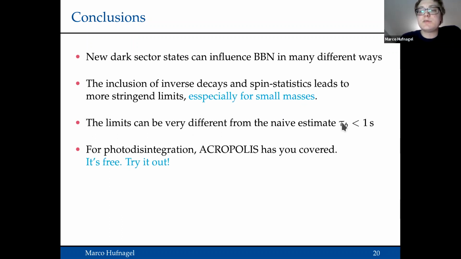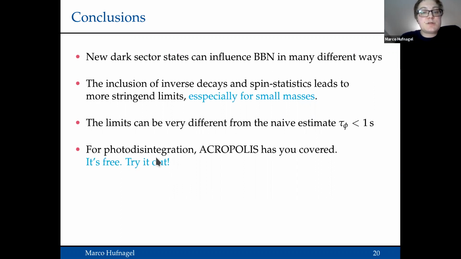Usually people assume, if they don't want to do the full calculation, that BBN starts at around 1 second, so if I decay before this, I'm essentially fine. But we found that if you want to be fine for everything, it's better to use 0.1 seconds, at least if you have a thermal particle.